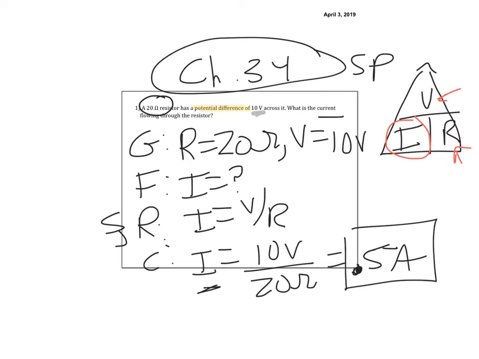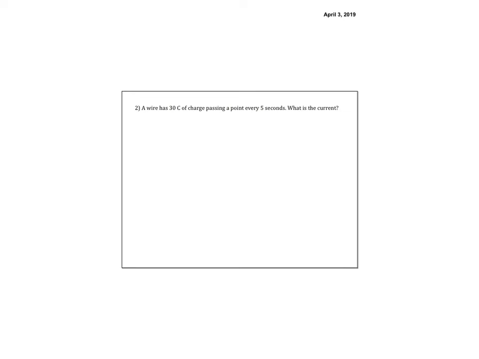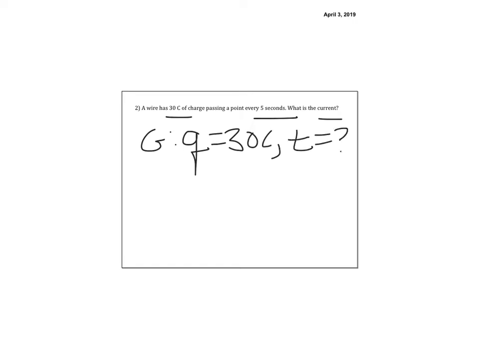All right, that's the first one. Let's try the next one. A wire has 30 coulombs of charge every 5 seconds. What is the current? Let's see. Given: charge, charge is Q. It's been a while since we used that. And 5 seconds, that's time. I can't use the Ohm's triangle. Sorry, this one is not an Ohm's triangle one.